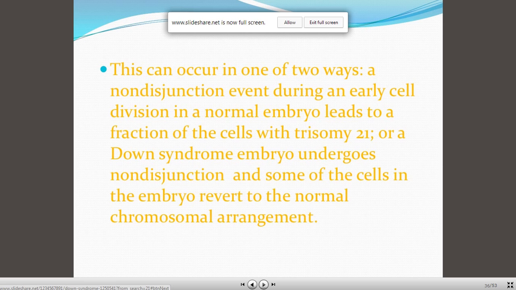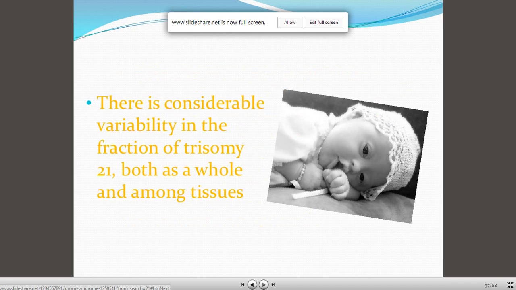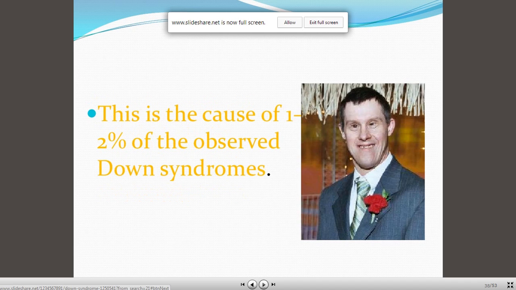1, a non-disjunction event during an early cell division in a normal embryo leads to a fraction of the cells with trisomy 21, or 2nd, a Down syndrome embryo undergoes non-disjunction and some of the cells in the embryo revert to the normal chromosomal change. There is considerable variability in the fraction of trisomy 21, both as a whole and among tissues. This is the cause of 1 to 2% of the observed Down syndromes.